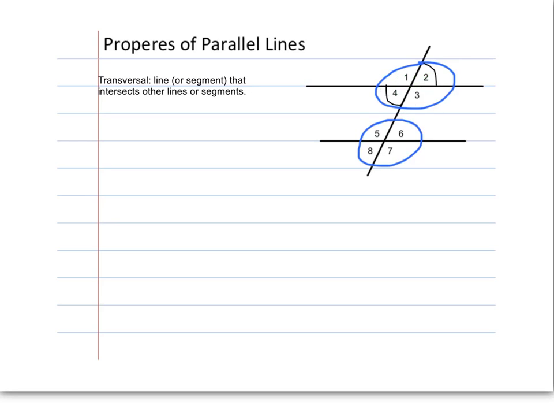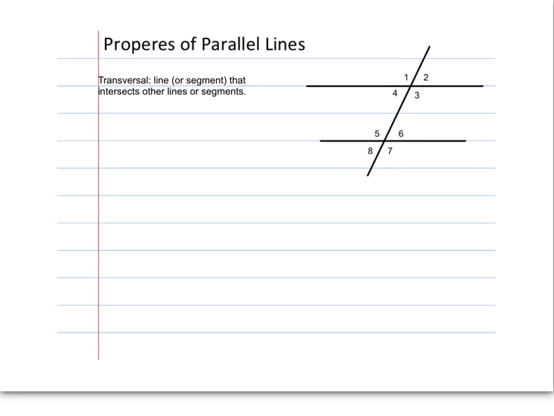You know that 1 and 2 are supplementary because they're a linear pair. They add up to 180. 2 and 3 are 180. They're supplementary. 3 and 4. Lots of things that you know about those. But what we're going to be interested in today is the relationship between these angles, 1, 2, 3, and 4, and these angles, 5, 6, 7, and 8.